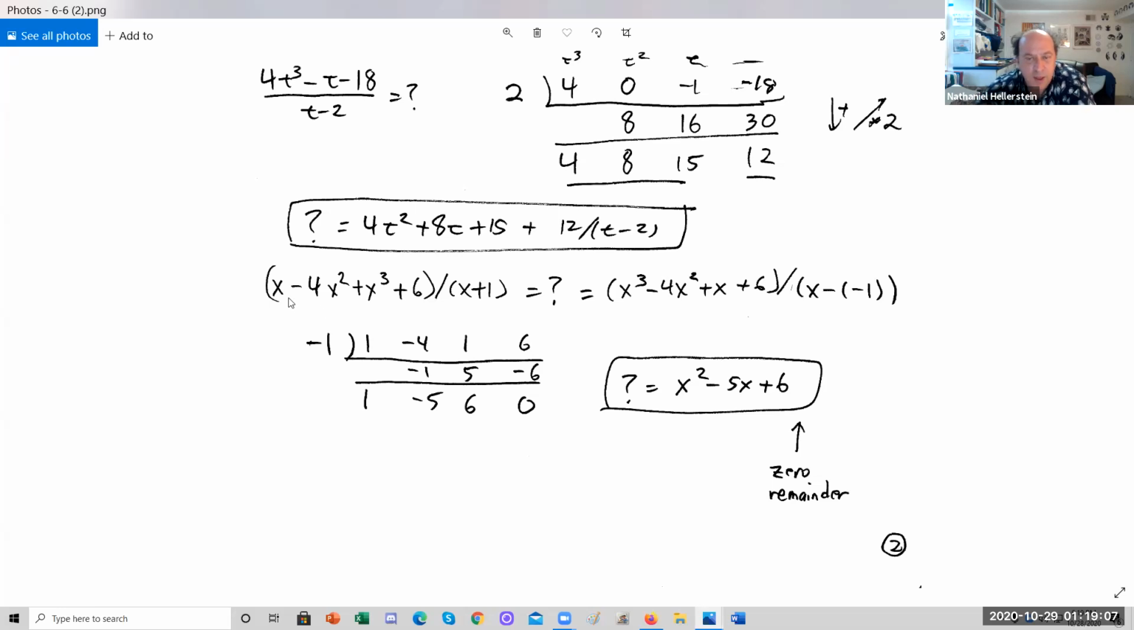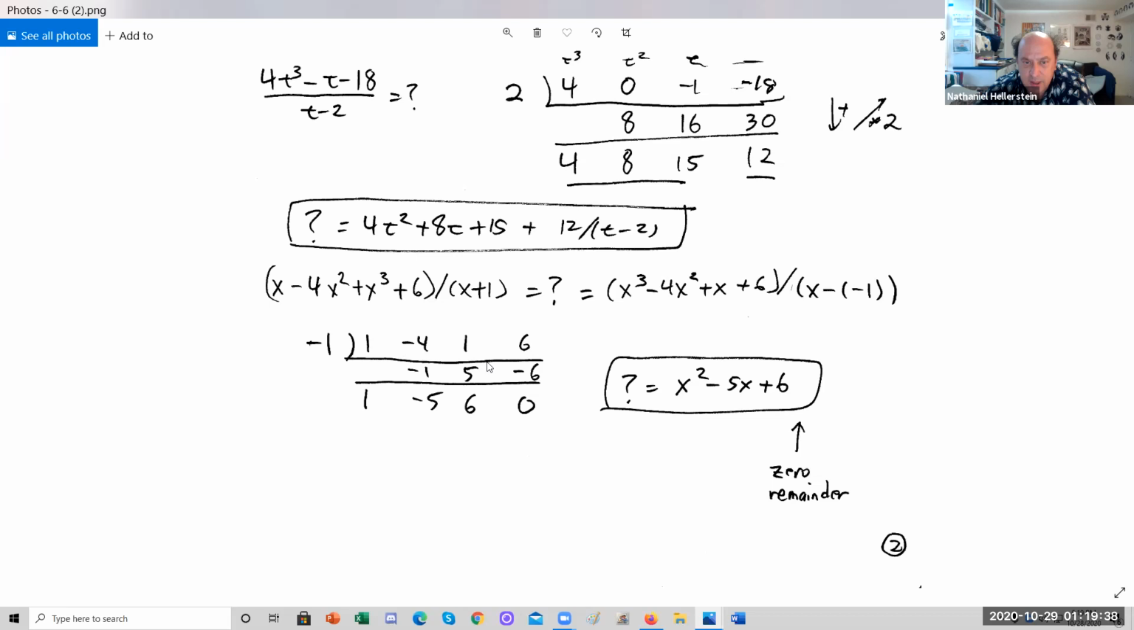Here we're going to have, oh man, here they deliberately wrote it in this all mixed up form: x squared, x minus 4x squared plus x cubed plus 6 over x plus 1. Now this needs a number of adjustments. First, we need to put this in descending order of powers, and write this x plus 1 as an x minus negative 1. So I'll write x cubed minus 4x squared plus x plus 6 over x minus negative 1.